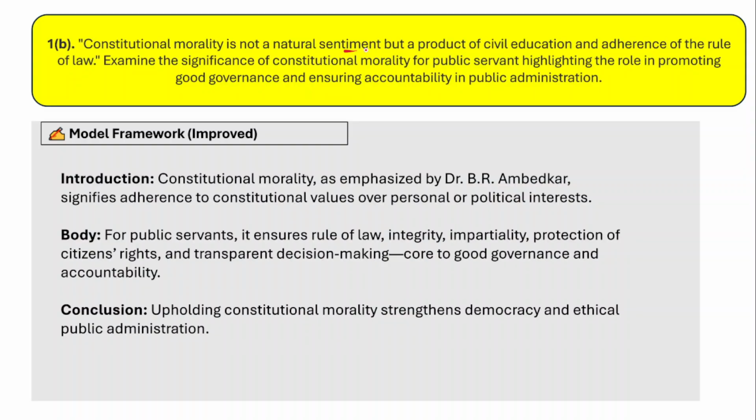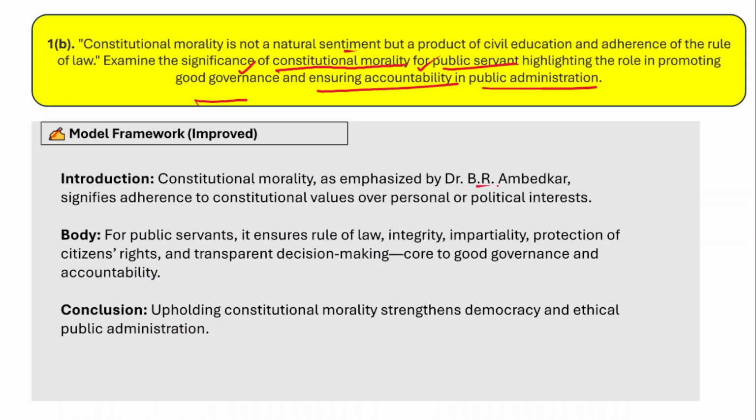Now, in this particular context, examine the significance of constitutional morality for a public servant and then highlight the role in promoting good governance and ensuring accountability in public administration. So first of all, you could define what constitutes constitutional morality in the introduction and how this constitutional morality is important for a public servant, so that this public servant can ensure good governance and also ensure accountability in the public administration.